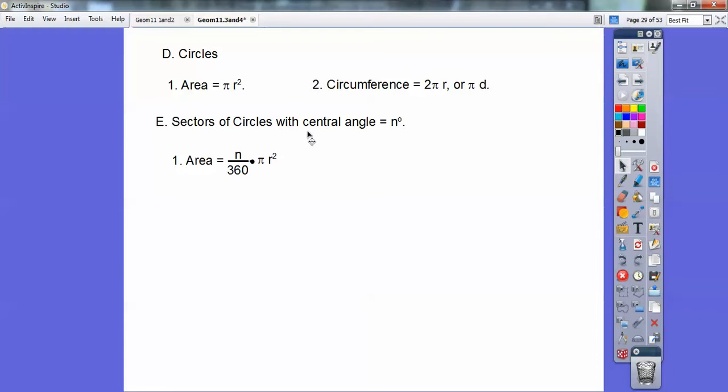A sector is like a little piece of pie or a piece of pizza, you guys, with that little piece being in the middle. So you use your area formula and then just multiply it by n over 360. It's the fraction of the whole circle. So n over 360 times pi r squared, and then circumference is going to be n over 360 times your circumference formula. So the arc length right there would be that.